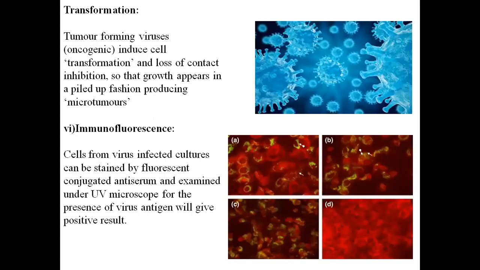Now next is transformation. Tumor forming viruses induce cell transformation and loss of contact inhibition, so that the growth appears in a piled up fashion. The final one, immunofluorescence. Cells from virus infected cultures can be stained by fluorescent conjugated antiserum and examined under a UV microscope. The presence of virus antigen will give a positive result.